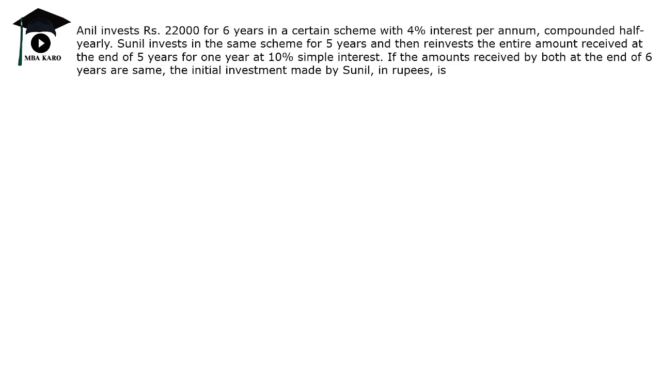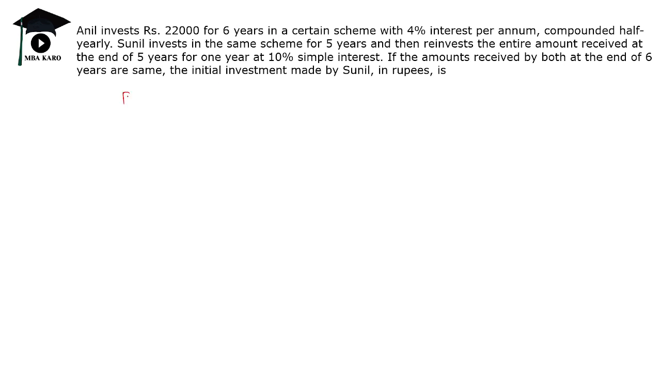Amit invests 22,000 for 6 years in a certain scheme with 4% interest per annum, compounded half yearly. Sunil invests in the same scheme for 5 years and then reinvests the same amount received at the end of 5 years for 1 year at 10% simple interest. If the amounts received by both at the end of 6 years are same, the initial investment made by Sunil is. Now understand that both are investing in the same scheme for the first 5 years, right?